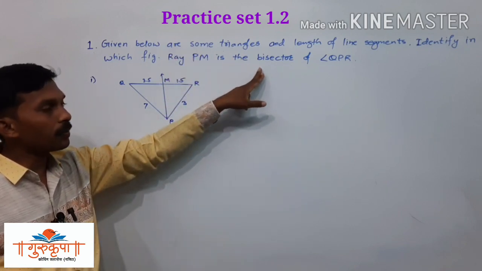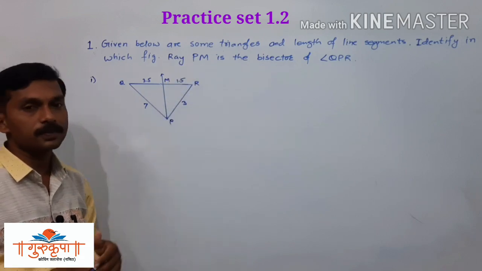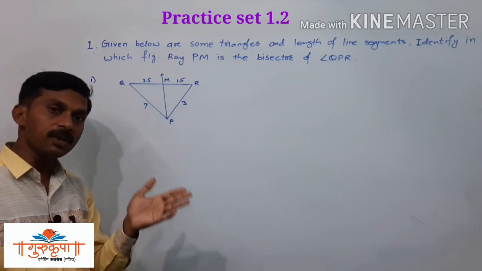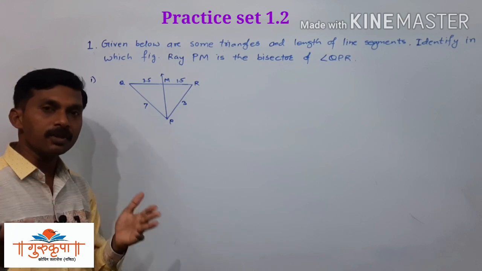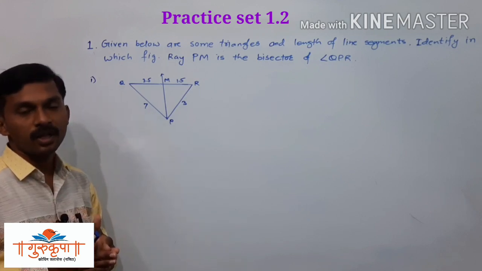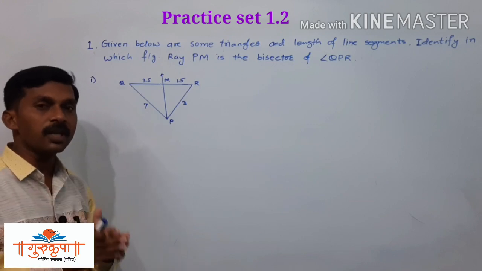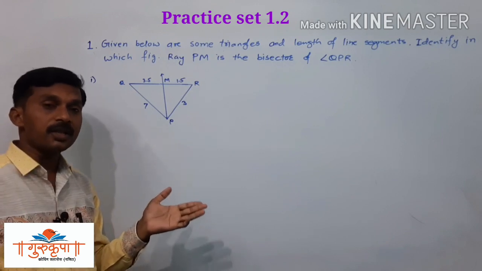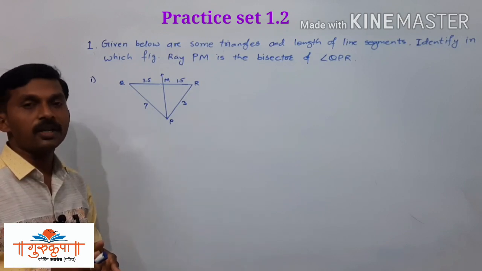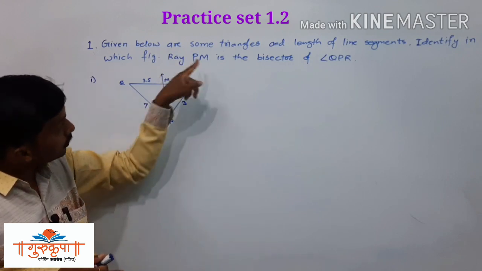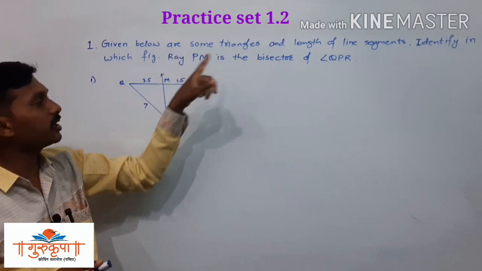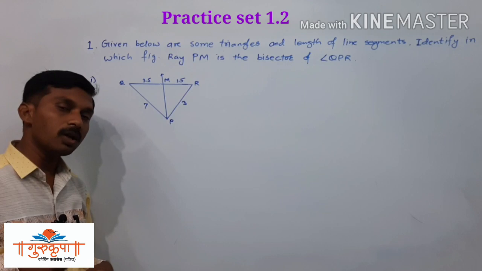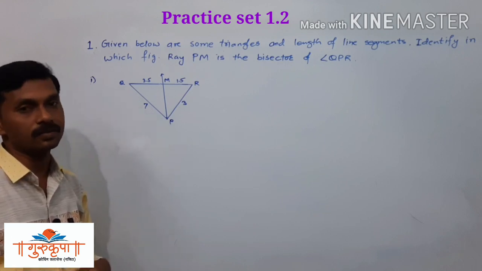Now, out of these two, which property we have to use here? In the angle bisector theorem, it is given that a ray bisects one of the angles of the triangle, and then the side opposite to the angle and the remaining two sides are divided proportionally. That is the angle bisector theorem. But here we have to determine whether PM is the bisector of angle QPR or not, which means definitely we have to use the converse of angle bisector theorem.